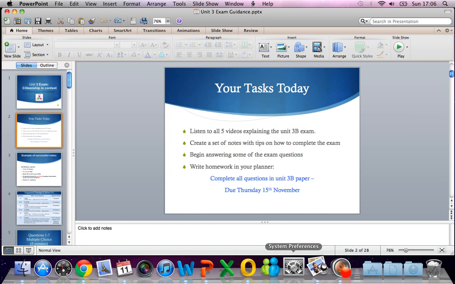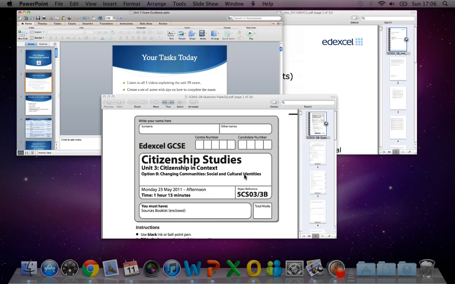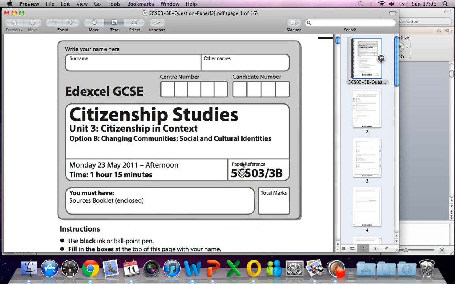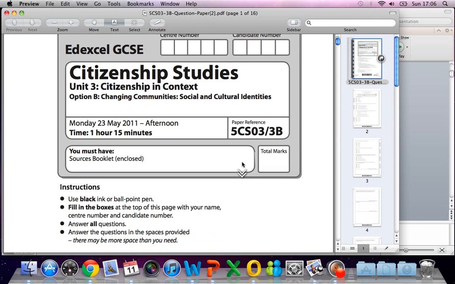Okay, so without further ado, I'm just going to have a quick demonstration of the paper with you. If you have a quick look on the front cover, it looks very similar to the Unit 1 question paper that you just did for me, but there's a few key differences that you need to know. At this point I would probably open a Word document and make sure that you've got the Unit 3 heading there and start to write down some of the key things that you need to know about this paper. We can see here that it's all about citizenship in context.